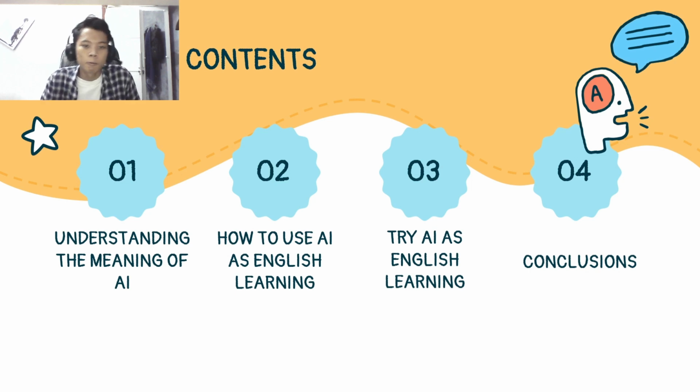So before we know how to use AI for English learning, we have to understand the advantages and the disadvantages and the other problems with AI. And after that, I am going to explain how to use AI for English learning. We are not just going to explain it, but we are going to try it as well. And after that, we are going to discuss the conclusion.